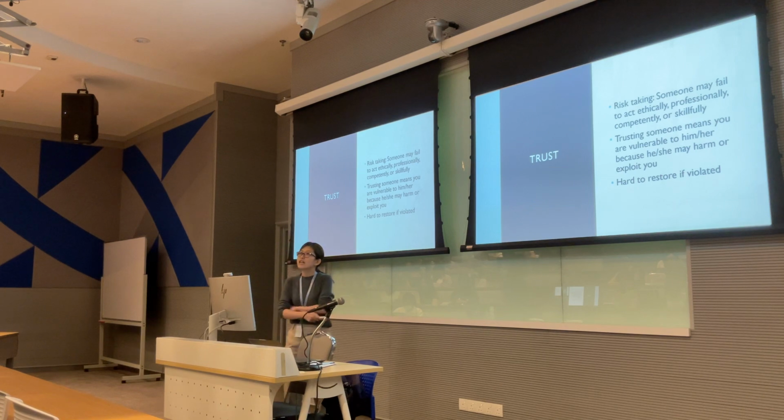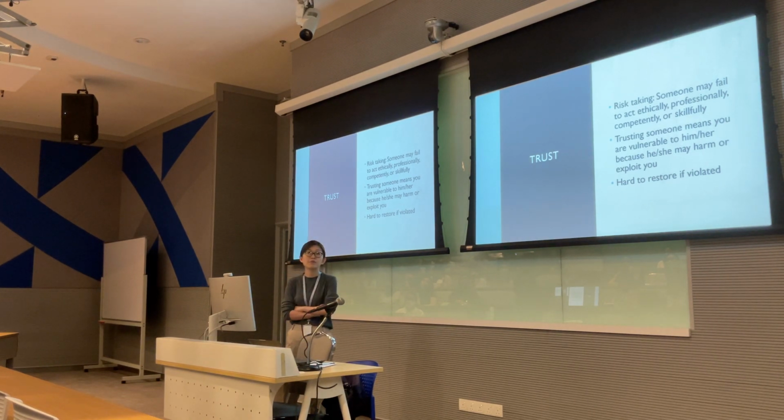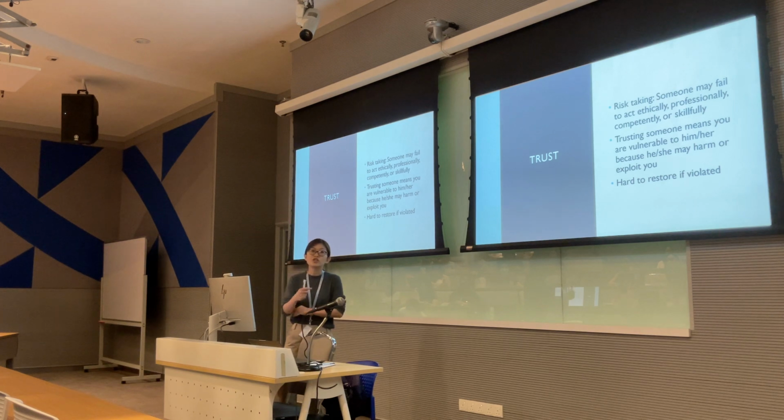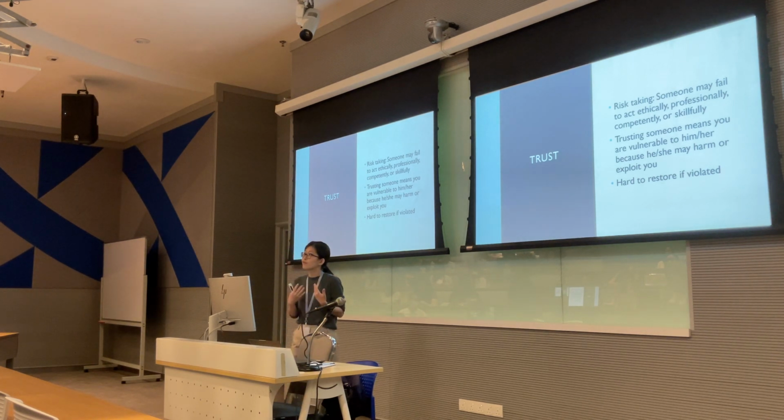So actually, trusting a people, okay? This one is a very common trust. Trusting a person is actually taking some risk because you are not sure whether the person may fail to act according to their trust, right? Some people may fail to act ethically or professionally, or competently or skillfully. You are not sure. You just trust him or her based on your own belief, right?